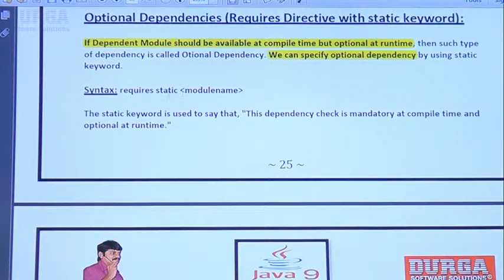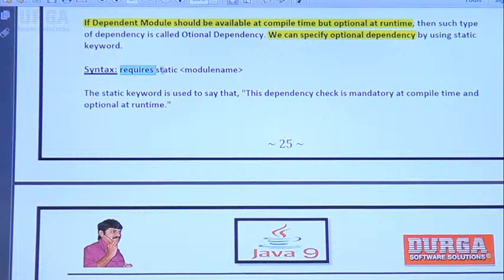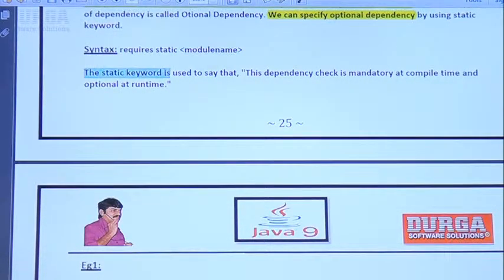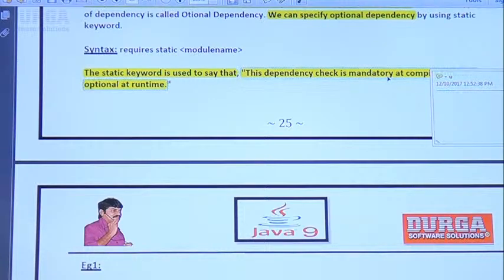Next, what is the syntax? requires static and then the module name. The static keyword is used to say that this line is a very, very important line. This dependency check is mandatory at compile time and optional at runtime. Clear for all of you?